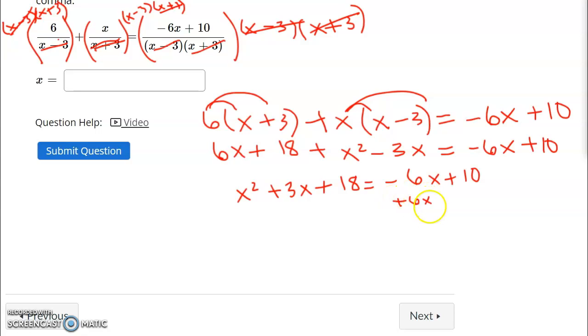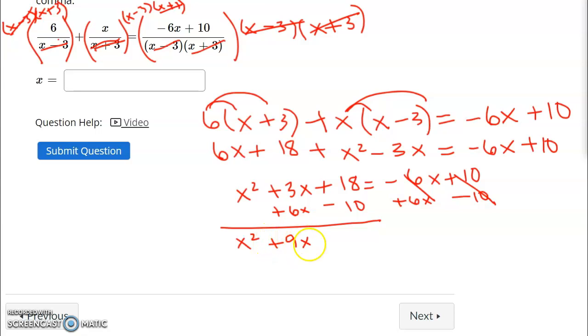And now I need to bring both of these terms over and set it equal to 0. So I'll add 6x to both sides. I'll subtract the 10, so that cancels from both sides. And let's work this out. So we get x squared, 3x plus 6x will get plus 9x. Positive 18 minus 10 will get plus 8. And now it's equal to 0. So now we can factor this and solve.